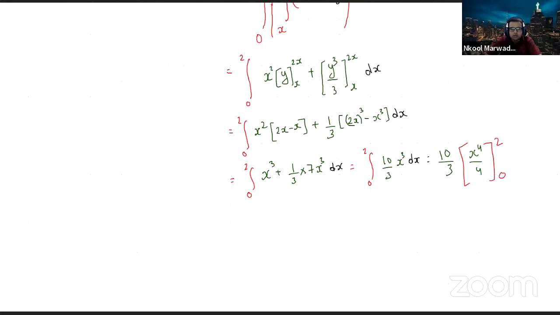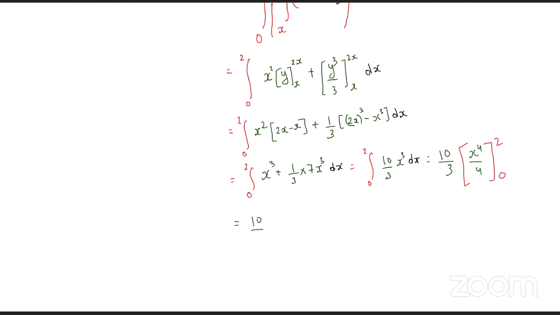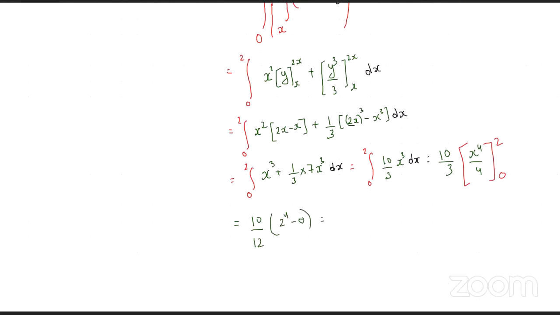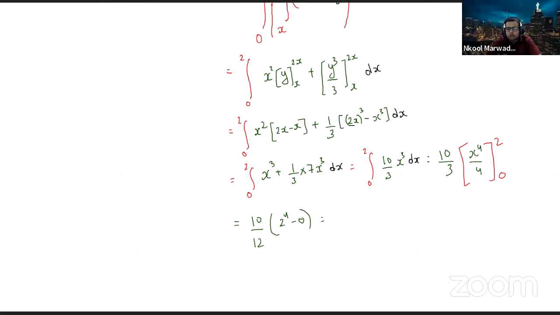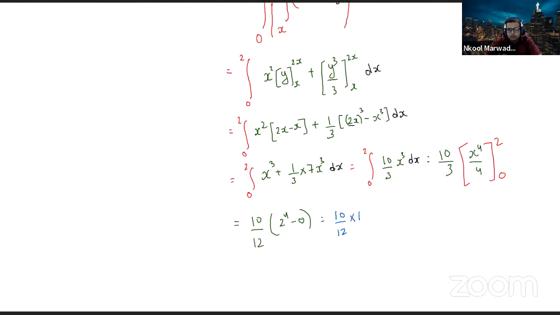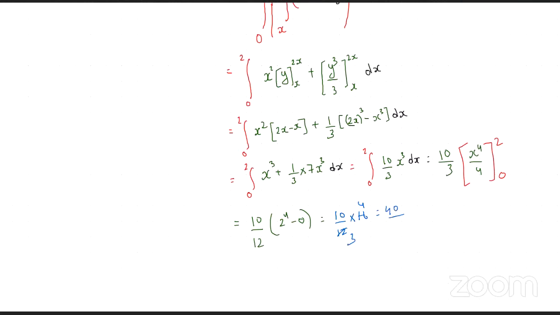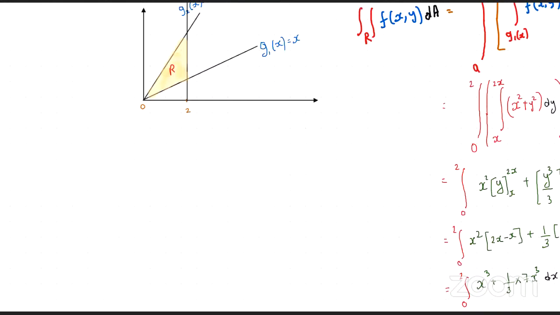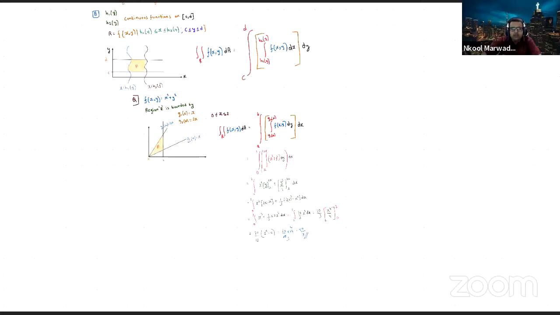Now you will get the final answer. 10 by 3, and 4 also I can take outside, so it will be 10 by 12, times 2 to the power of 4 minus 0. So what will it be? 2 to the power of 4 is 16. So 10 by 12 into 16, that is 40 by 3. This is the area. So we calculated the area of this shaded region, and that is 40 by 3.